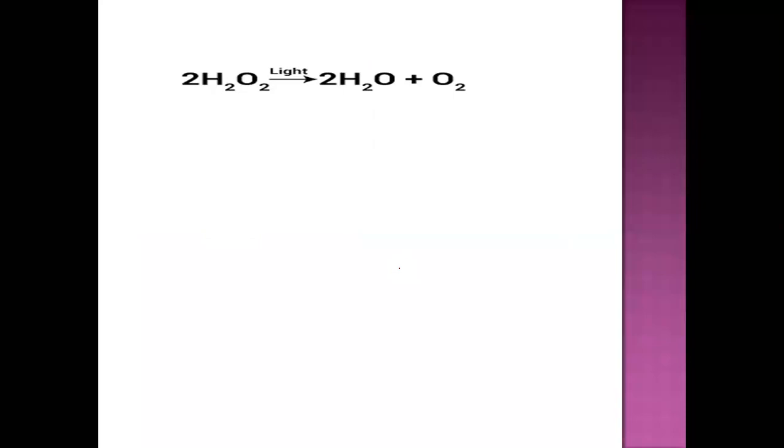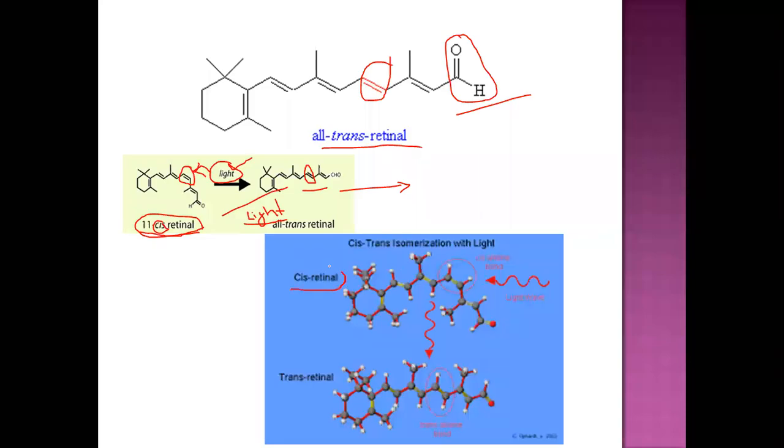So here, this is a cis form. We can understand it in a ball and stick model. We are seeing here, this is the cis bond in between two carbons. After absorbing some energy, it converts into the trans position.